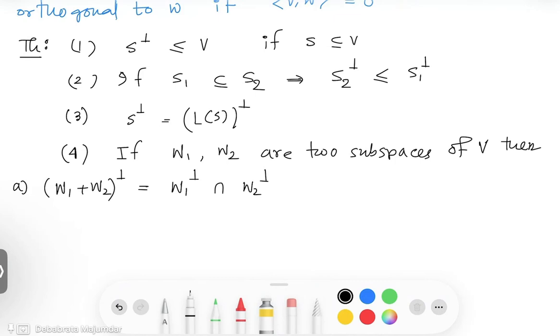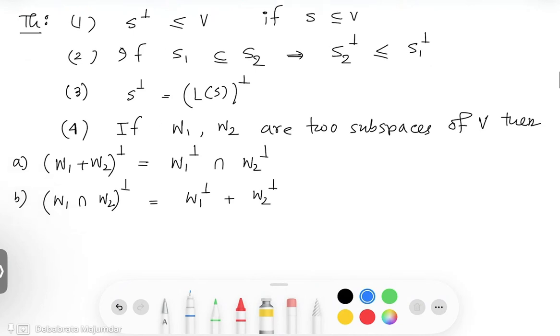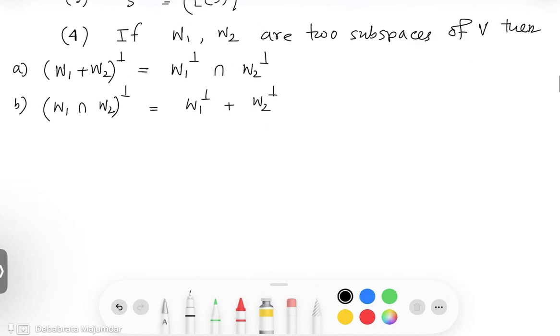Okay, so now W1 intersection W2 perp, can you say something about this? Similarly, it will be this. Okay, so I already proved these theorems. So I just want to recall this kind of theorems.